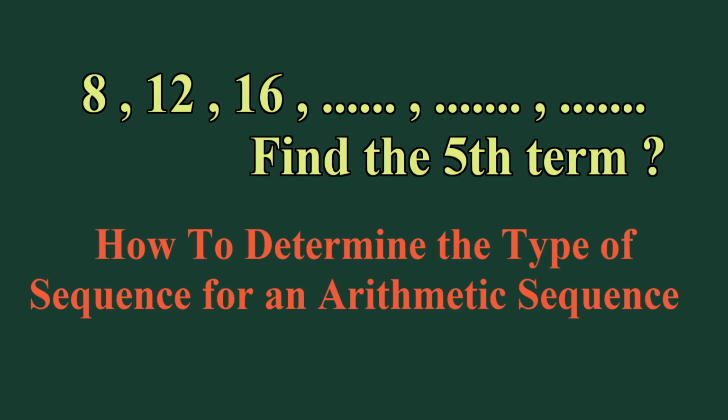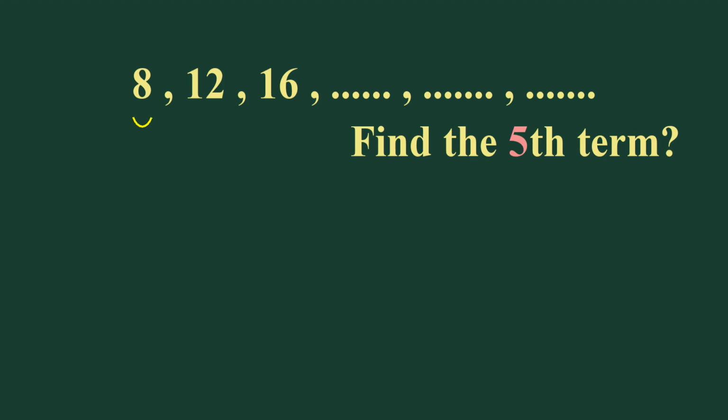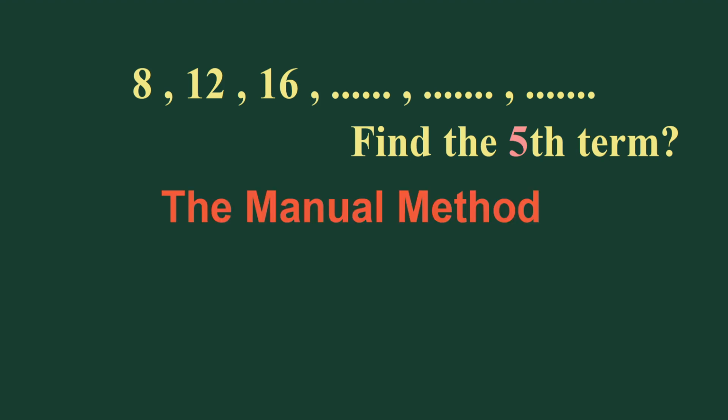In this creator video today, we have this sequence 8, 12, 16, and our goal is to get the 5th term. Today I am showing you two methods to solve this problem. The first method is called the manual method. This method is perfect for short arithmetic sequences.